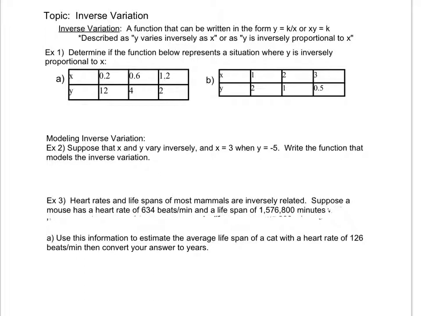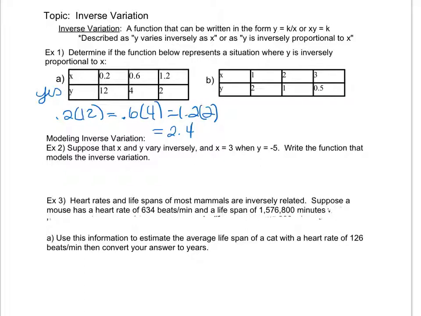So I'm going to ask myself, does 0.2 times 12 equal 0.6 times 4 equal 1.2 times 2? Well, I check and I find out that 0.2 times 12 is 2.4, 0.6 times 4 is 2.4, and 1.2 times 2 is 2.4. Since they all do equal 2.4, they do vary inversely with one another.